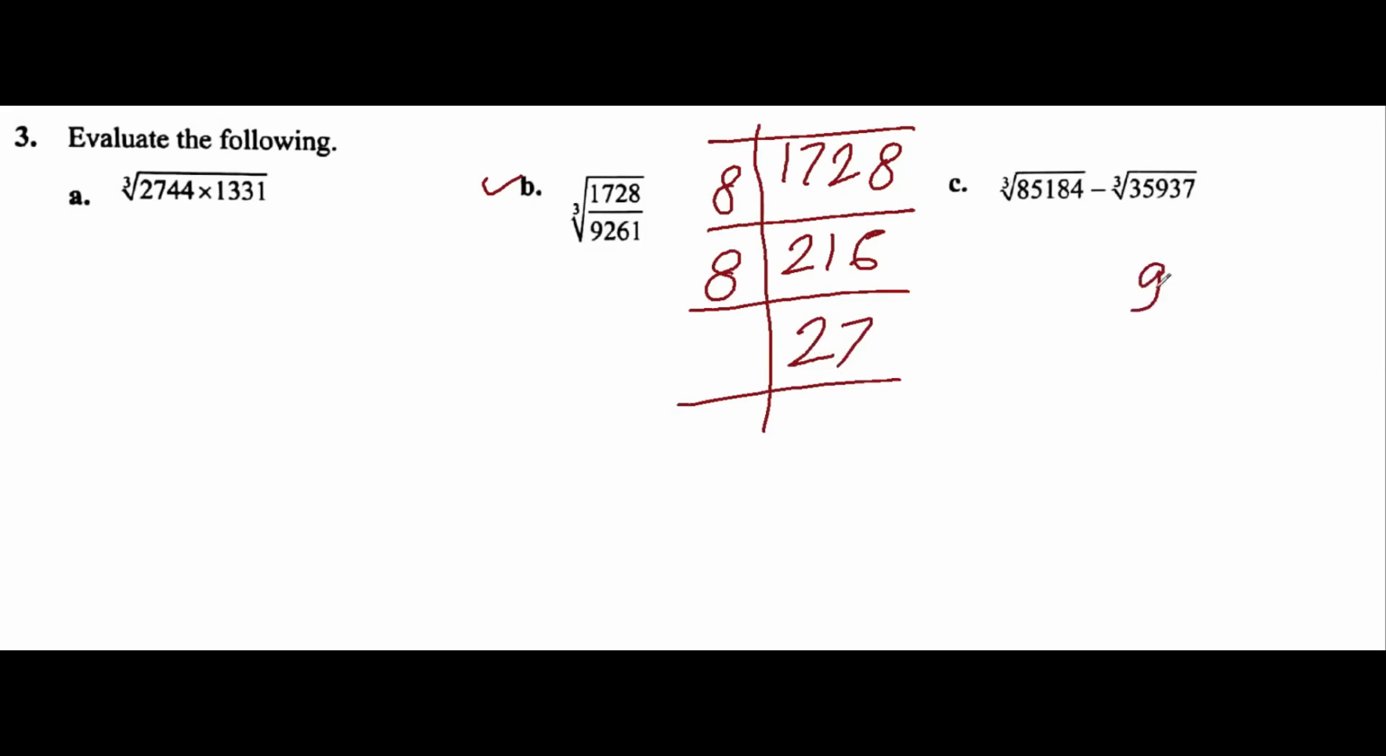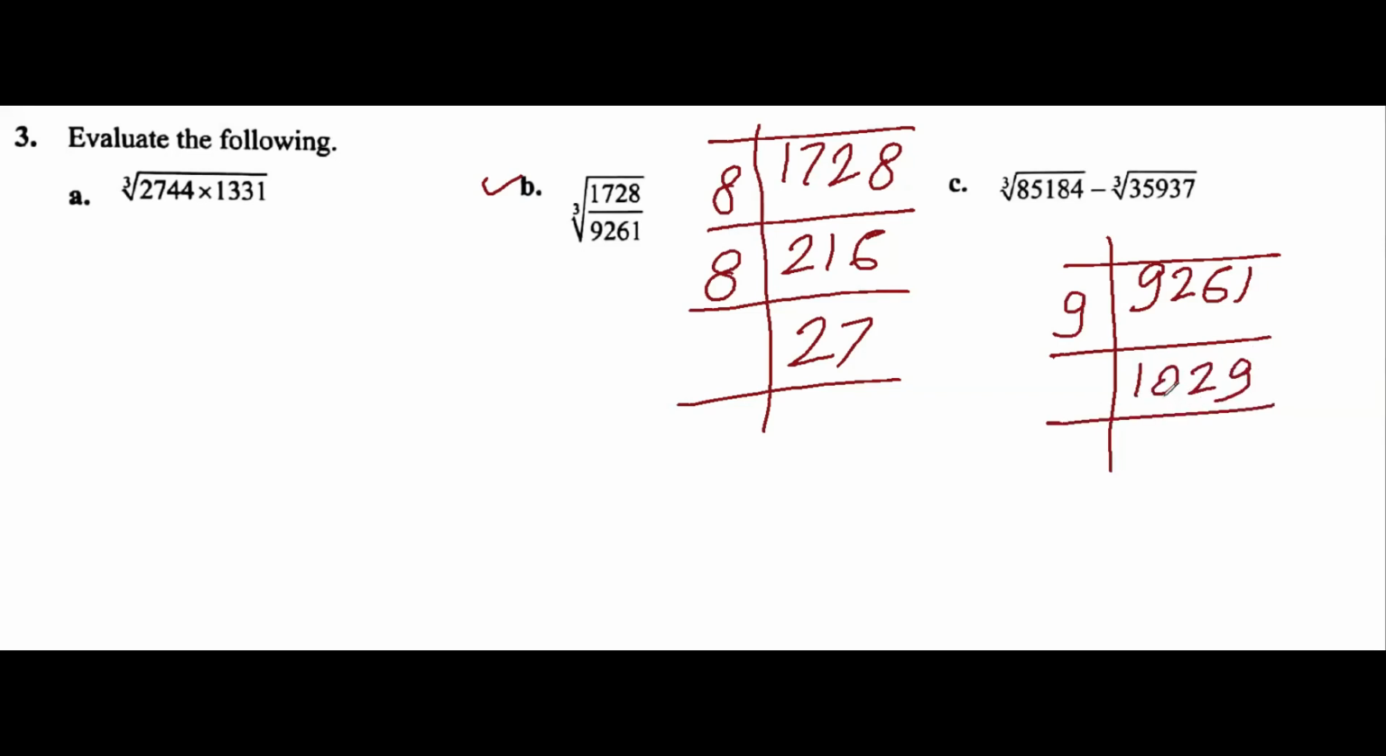Similarly 9261. Okay, 9261 is divisible by 9, since the digit sum is 6 plus 2 plus 1 plus 9, so I can directly divide by 9. So I will get 1029. This is divisible by 3. Why? Divisibility test of 3: 2 plus 1 is 3 and 9 is already divisible by 3. So it will be 343. And this 343 is nothing but 7 cube.